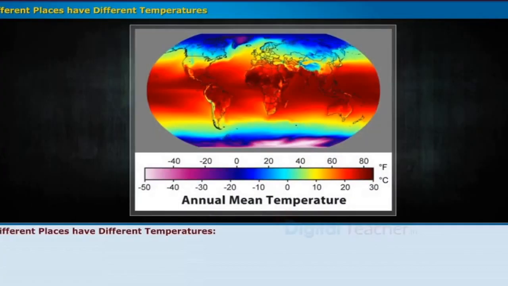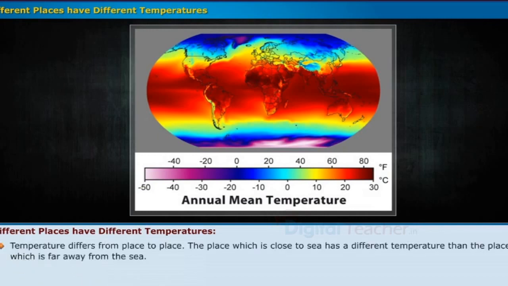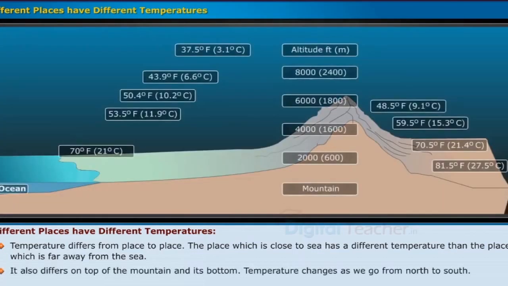Now, let us learn about why different places have different temperatures. Temperature differs from place to place. The place which is close to sea has a different temperature than the place which is far away from the sea. It also differs on top of the mountain and its bottom. Temperature changes as we go from north to south.